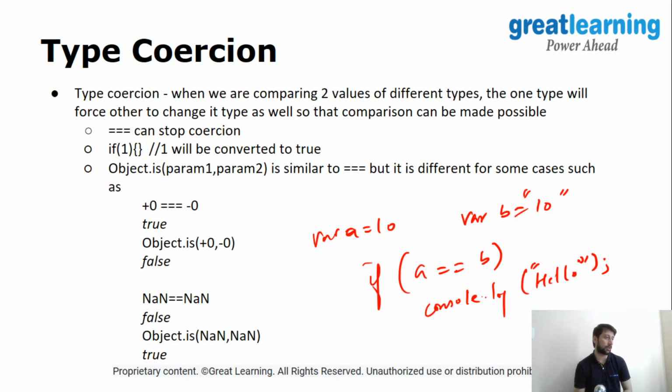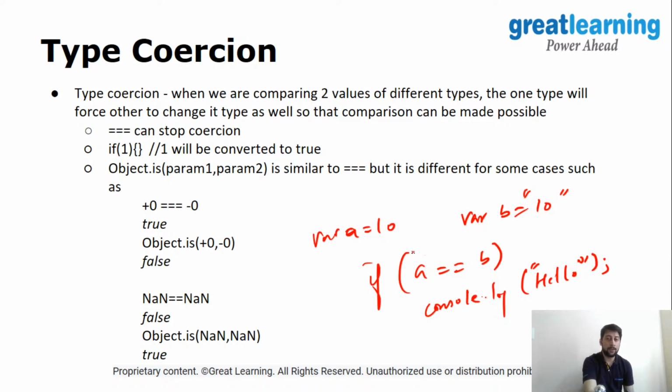So what will be the output here? Quickly. A is a number and B is a string. Now I'm comparing: if A is equal to B, then print hello, else nothing will be printed. So you can say nothing or hello. Just quickly write your answer in the chat. So hello will be printed.